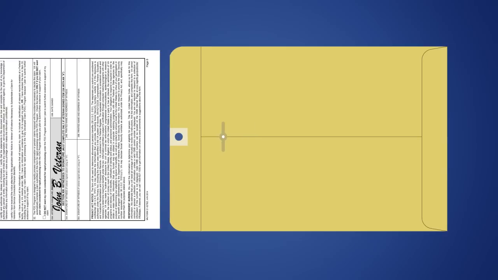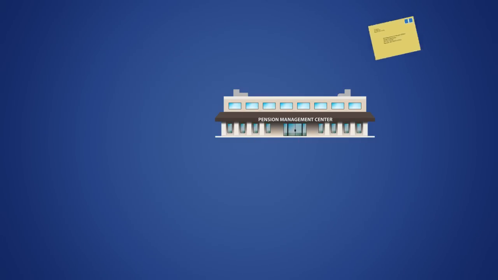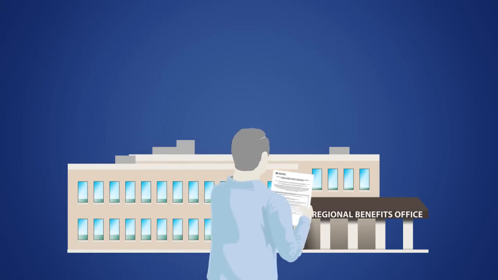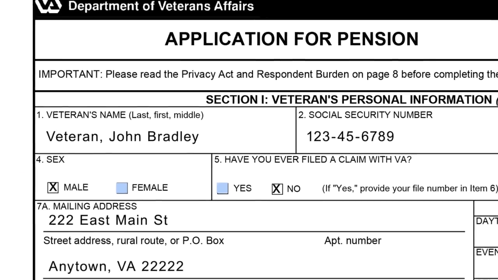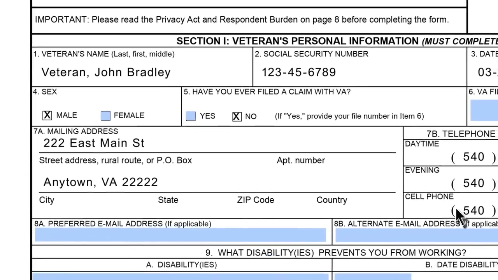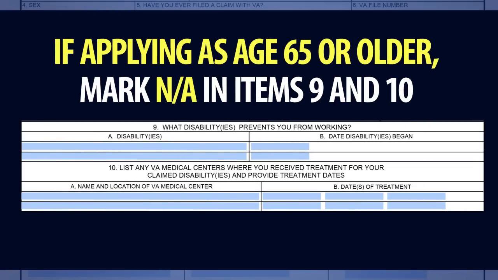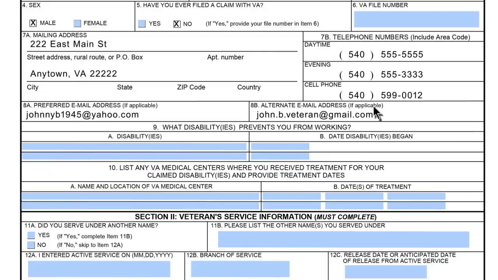However, a completed form must be printed, signed, and either mailed to your local pension management center or delivered in person to the closest VA Regional Benefits office. Section 1 requires you to provide basic identification and claims information. If you are applying based on being age 65 or older and not based on disability, mark NA in item 9 and 10. If you cannot work due to a disability, list the disability as well as the VA medical centers where you were treated for it.